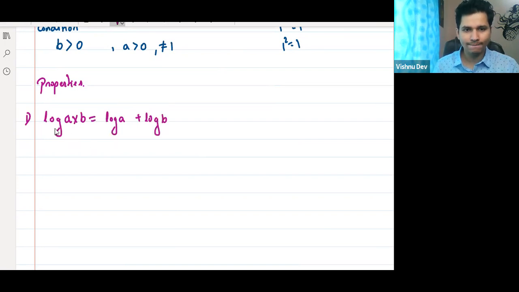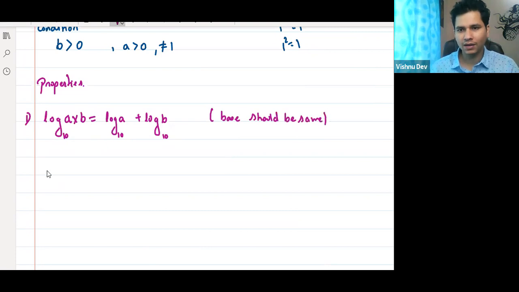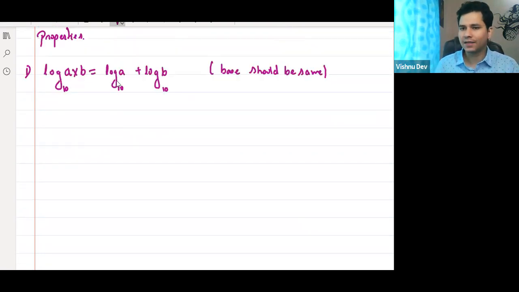The base can be anything, but the base should be the same. Suppose the base is 10, so here also it should be 10, and here also it should be 10. Vice versa, if I have log a plus log b, it can be written as log a into b.